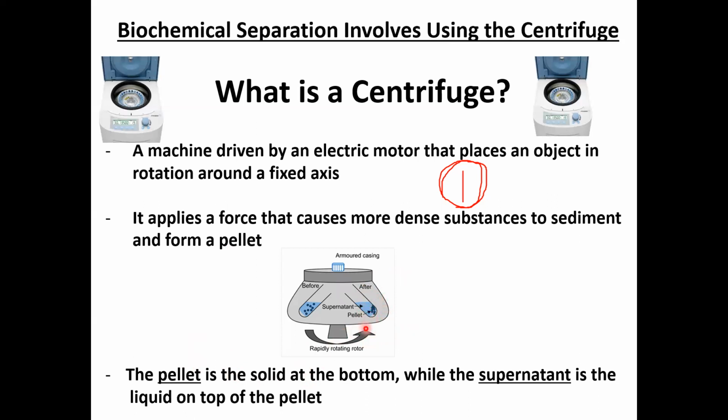Above the solid, we have the supernatant. The solution above the solid, the pellet, is called the supernatant, which has other molecules. So sometimes you need the pellet and you don't need the supernatant. Sometimes you need the supernatant and you don't need the pellet. Sometimes you need both, depending on the experiment. So the pellet is the solid molecule at the bottom of the tube.